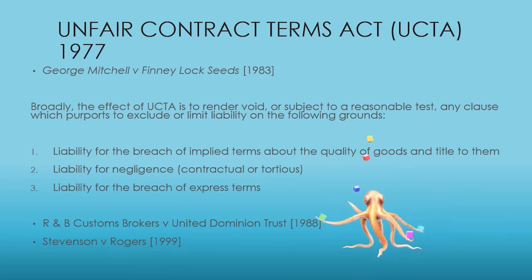It can be helpful to think of UCTA and the common law as separate layers when testing to see whether or not a term is unfair. UCTA divides clauses into three categories: those which are automatically ineffective, those which are effective if reasonable, and those not covered by UCTA. One common error is to think that the Act subjects all terms to a reasonableness test. It doesn't. Broadly, the effect of UCTA is to render void or subject to a reasonableness test any clause which tries to exclude or limit liability on the following grounds.